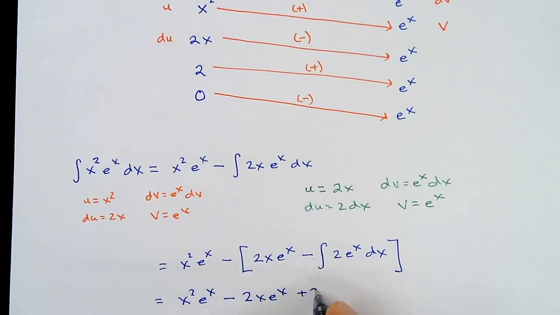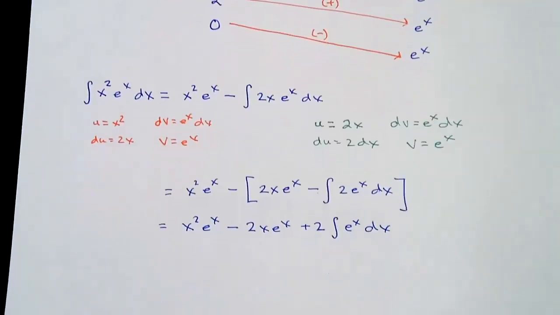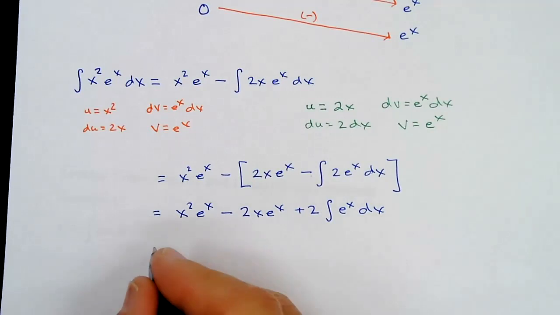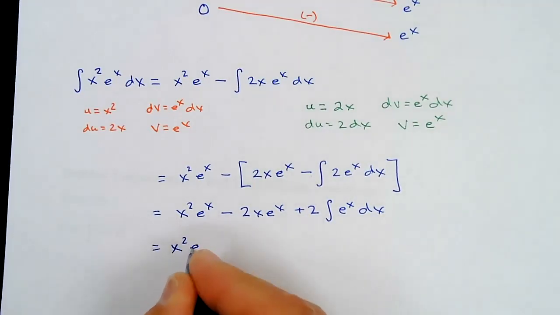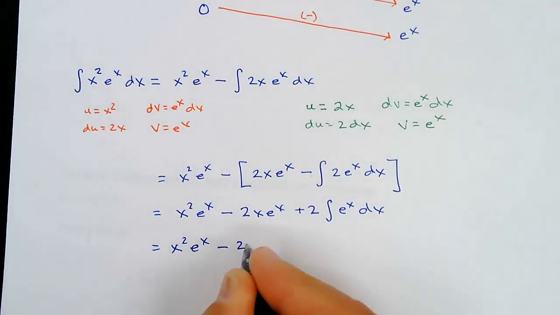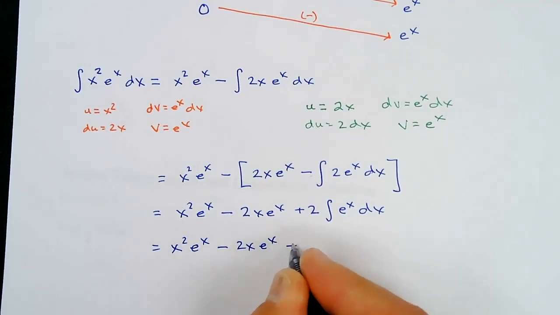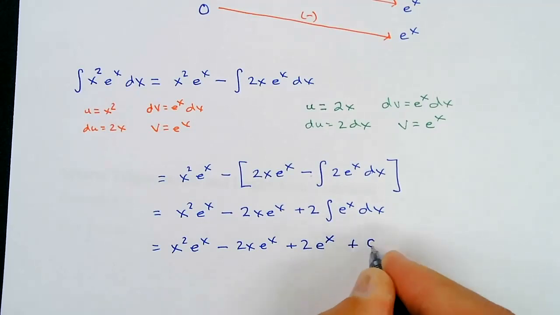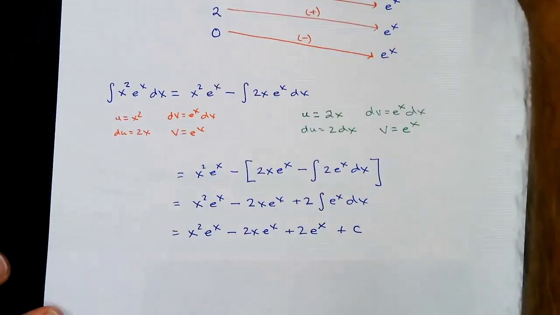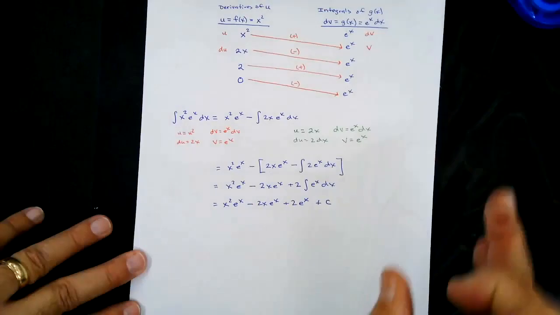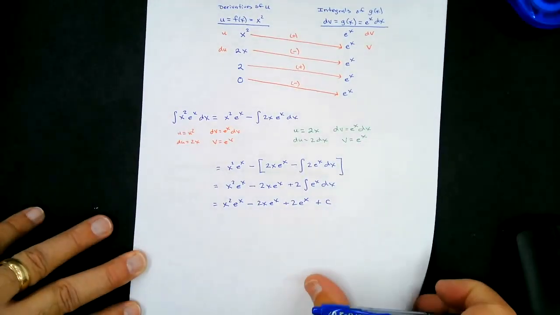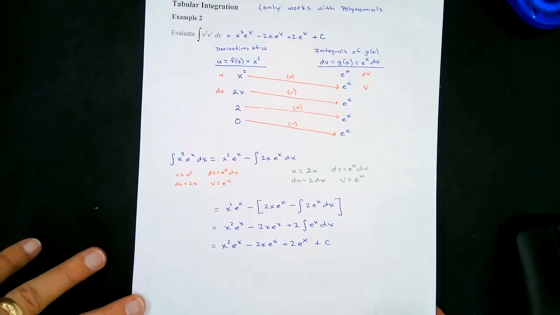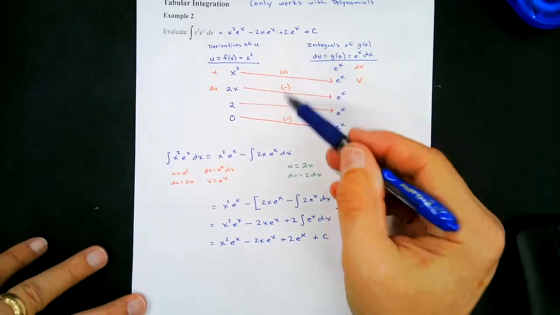So plus 2 times the integral of e to the x dx, and the integral of e to the x dx is just e to the x. So this becomes x squared e to the x minus 2x e to the x plus 2 e to the x, and then plus some constant c. And if we compare that to what we got from tabular integration, we got the same thing. I'll slide my paper down so you can see it. We wound up with the same exact thing.